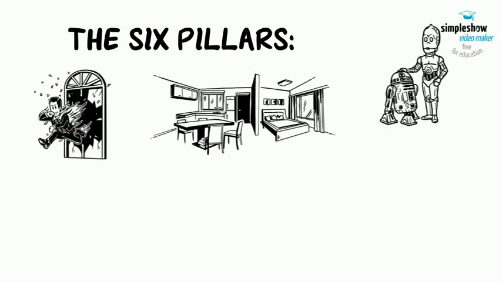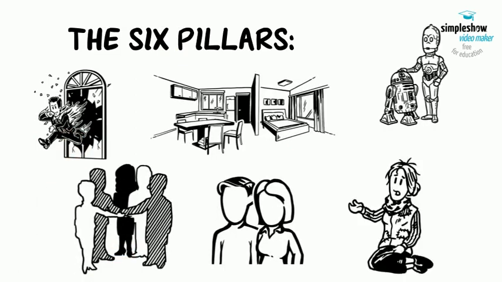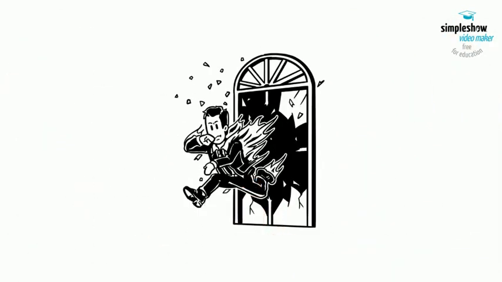1. Plot, 2. Setting, 3. Characters, 4. Race, 5. Gender, and 6. Class. Plot means what is happening in the story.